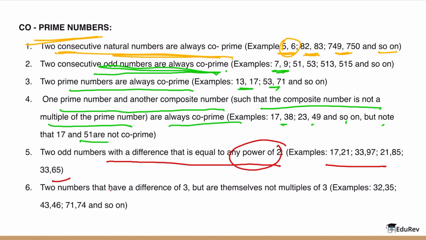Then two numbers that have a difference of 3 but are themselves not multiples of 3, for example these examples, they are also your coprime numbers. Okay, so here, whatever examples are given, suppose if I am talking about property number 3 and if I am talking about property number 5, and I have provided you with the examples, you can actually see that the property which I am talking about is applicable on the examples. And if you do not want to trust the examples which are provided by me, you can take any other example of your own, and then you can see that yes, these properties actually work.